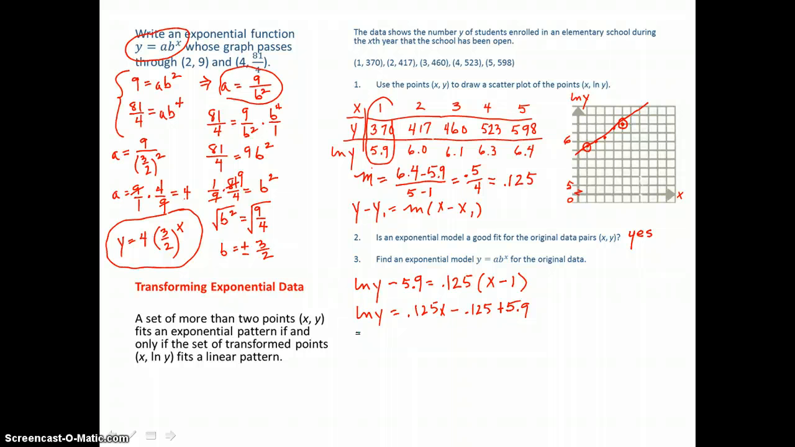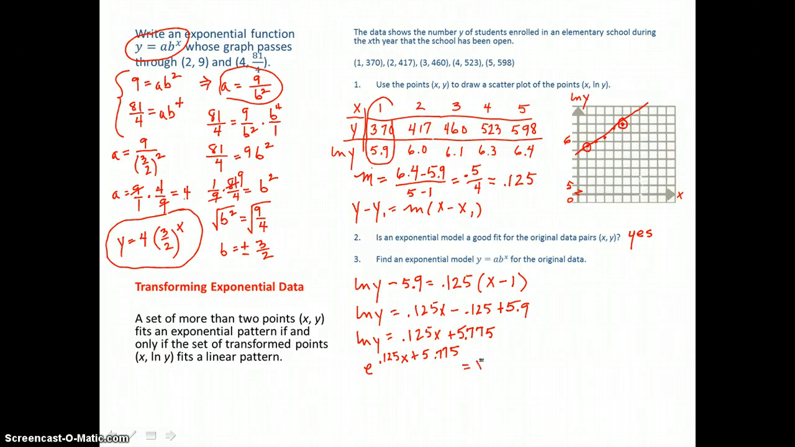Now I can take a step to combine like terms. So I have 0.125x, and more positives here than negatives. So it looks like 5.775. Now that I have my log alone and I'm simplified on the right, I can go from logarithmic form to exponential form. My base is e, raised to the 0.125x plus 5.775 power.